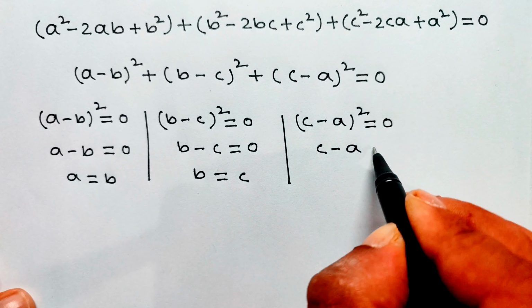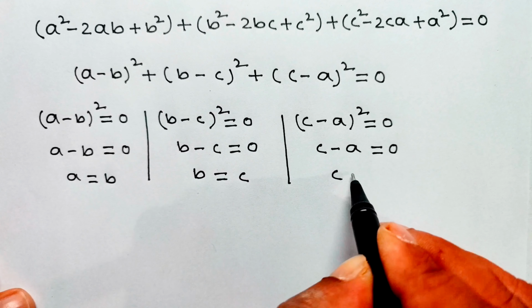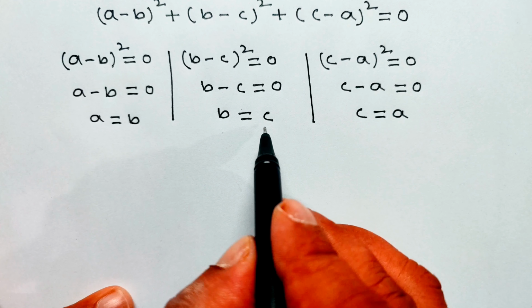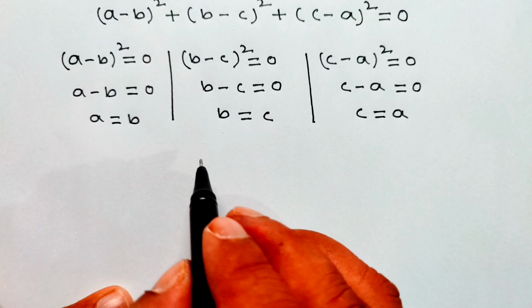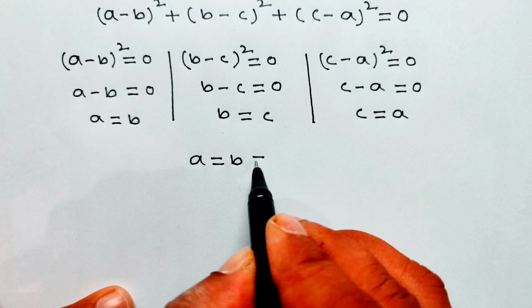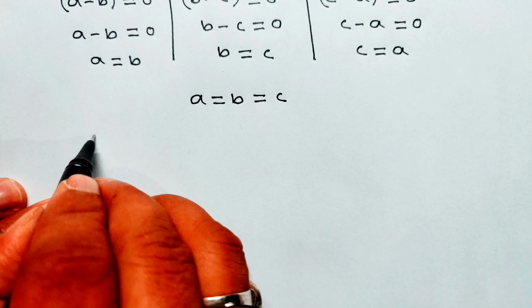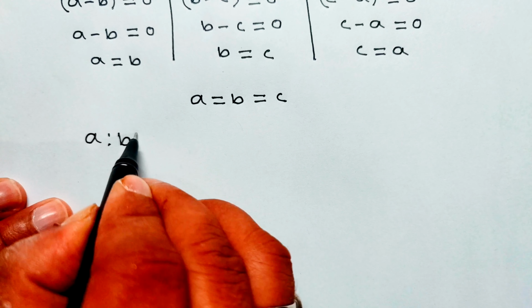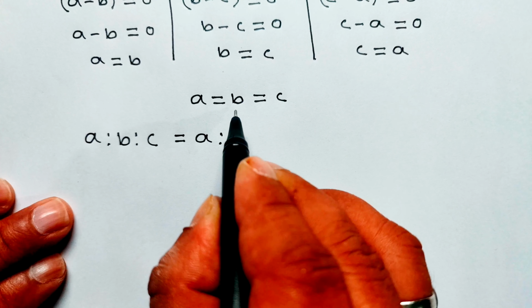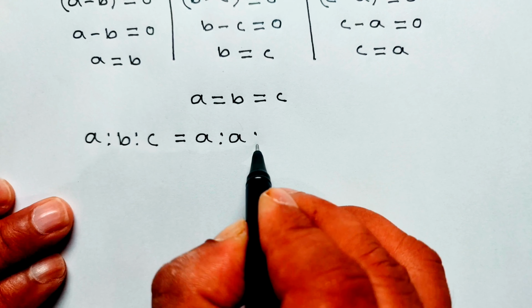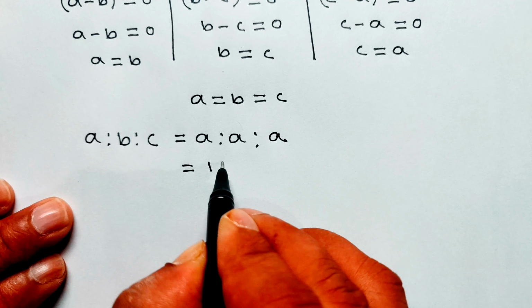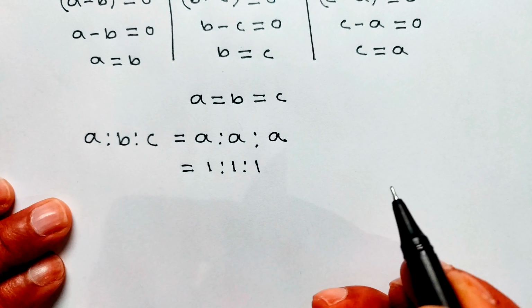(c − a)² = 0, c − a = 0, then c = a. So a = b, b = c, c = a. Then we get a = b = c. Now a : b : c = a : a : a = 1 : 1 : 1.